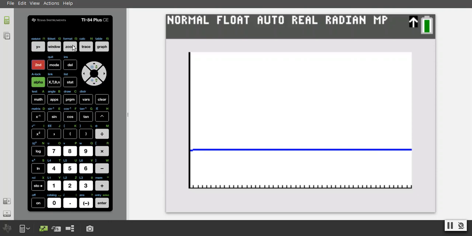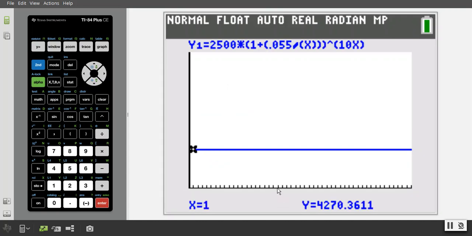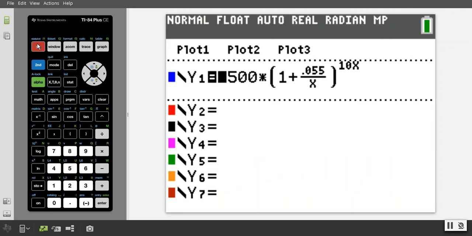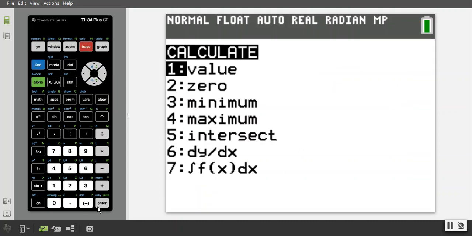Okay, so let's go back to the value of 1. That's the annual case. Let me see. Something doesn't seem right. Ah, it's 5,000, isn't it? Yeah. So we enter 5, 0, and then delete those two. So we just go to our graph, and go back to value.